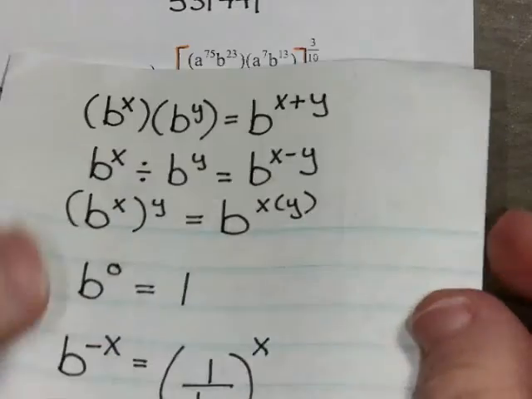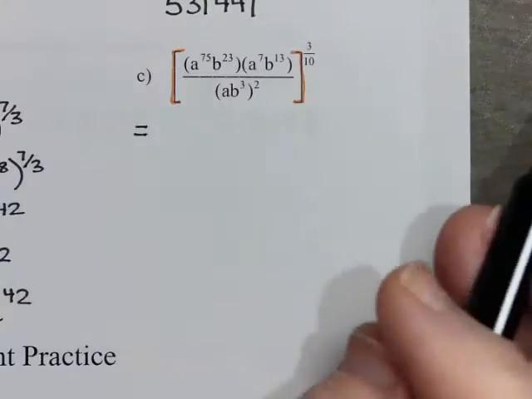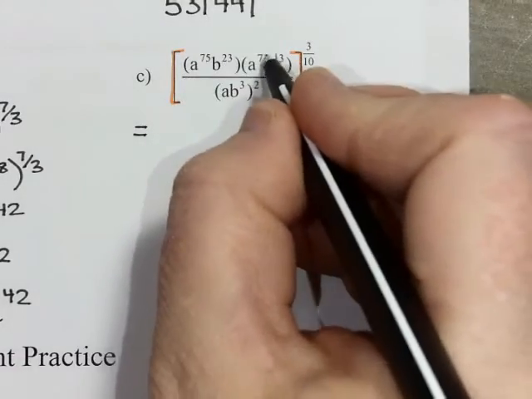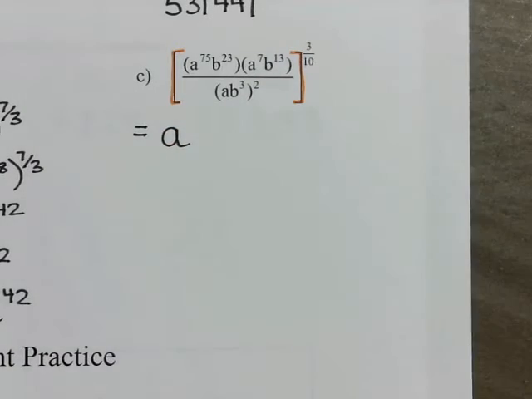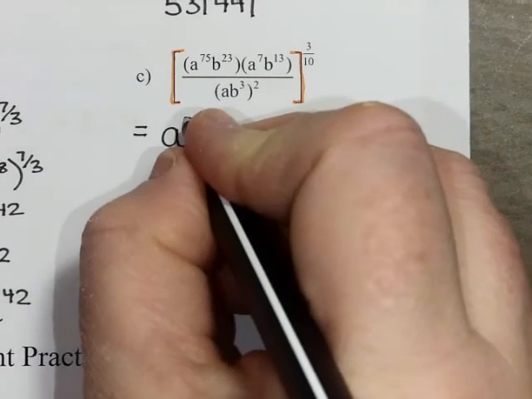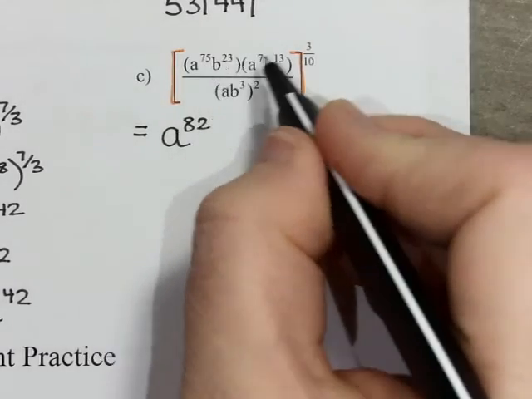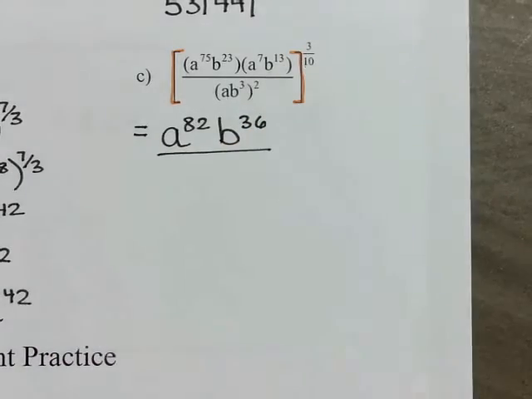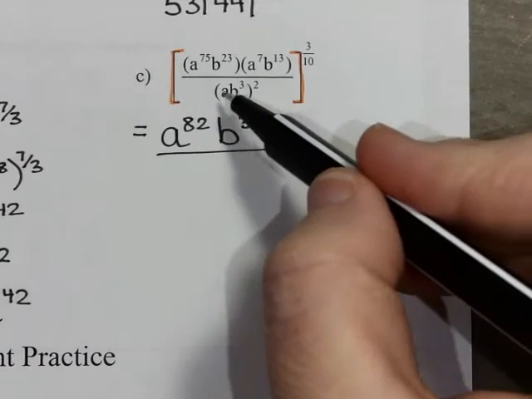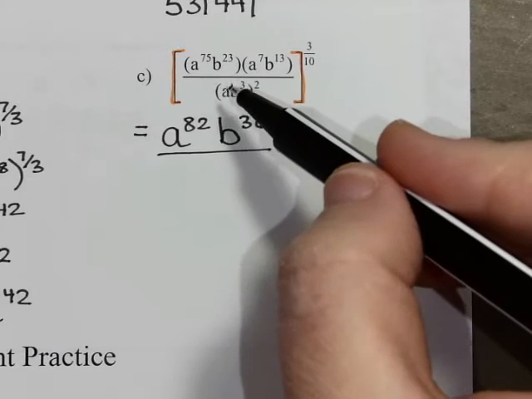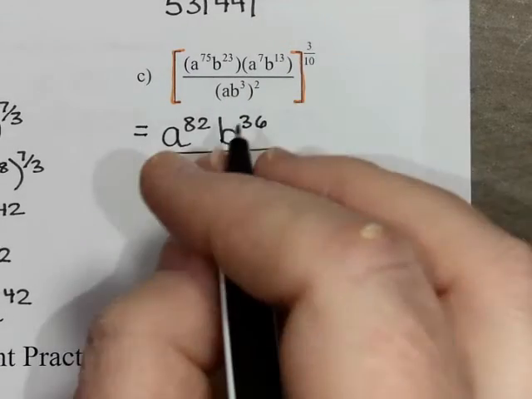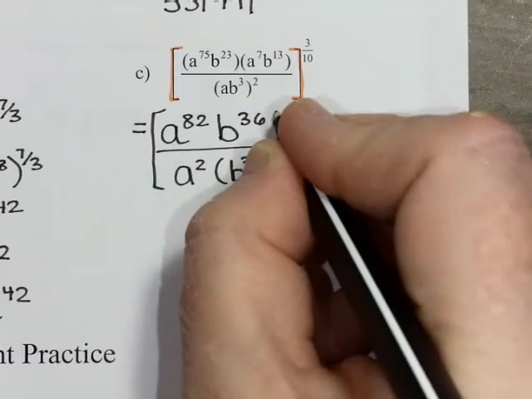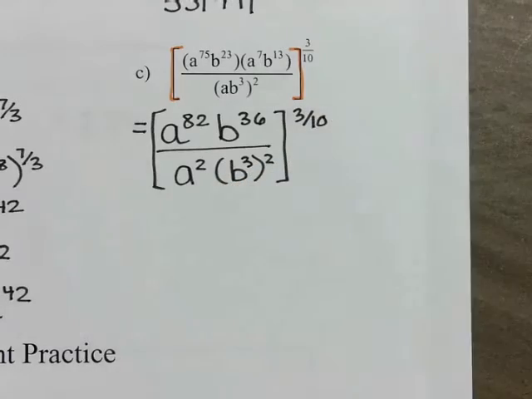So on the top, when I multiply two things with the same base, I add their exponents. So I'm going to do the a with the a, the b with the b. I have a to the 75, a to the 7, 75 plus 7 is 82. So I have a to the 82. And then b to the 23, b to the 13, I add their exponents to get b to the 36. That's in the numerator. In the denominator, the a and the b both get the square. So I have a squared and then I get b cubed squared. They both get the square. Then this whole thing is still in a bracket to the power of 3 over 10.